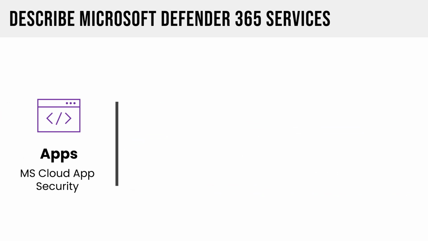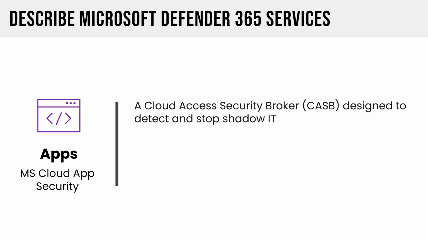And then there's Microsoft Cloud App Security. So MCAS is what's called a Cloud Access Security Broker, or a CASB, which is designed to detect and stop shadow IT.